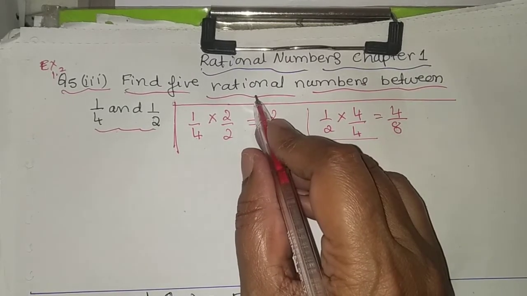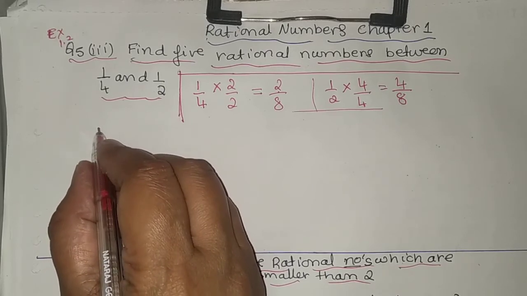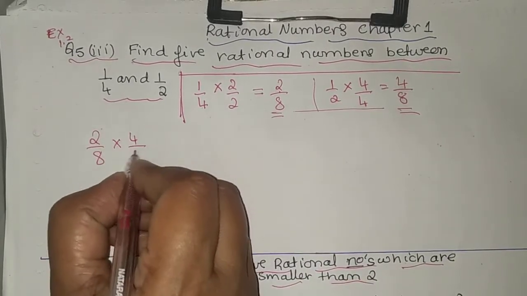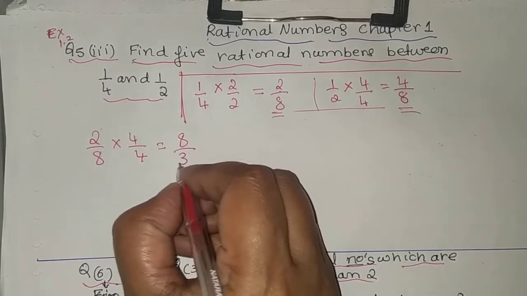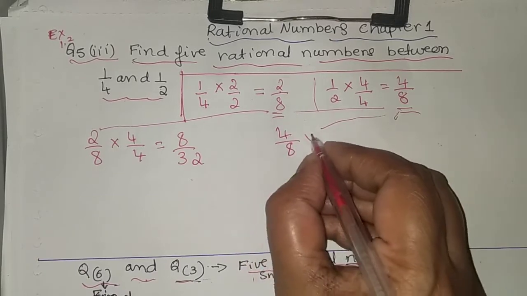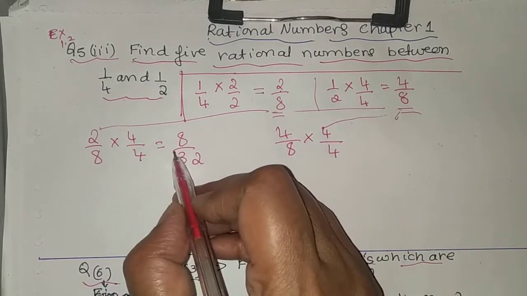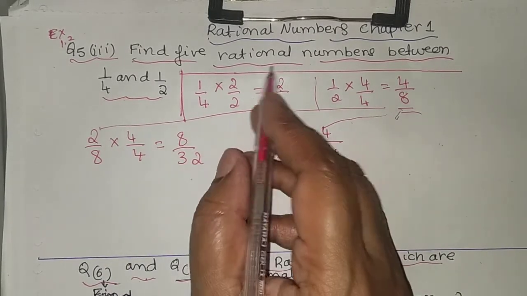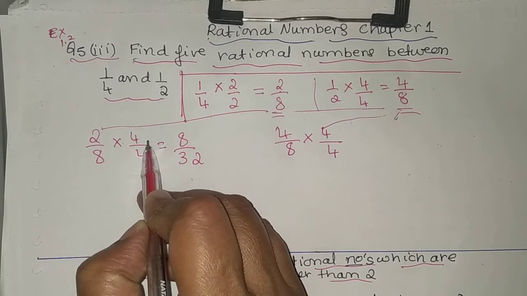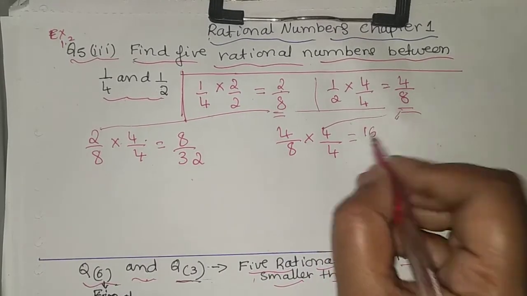In the question they have asked to find 5 rational numbers. So what to do? We have to multiply the numerator and the denominator by 4. We take 2 by 8 into 4 by 4. What we get is 8 by 32. Next take 4 by 8 into 4 by 4. If we multiply by 2 by 2, we won't get the 5 numbers. Since they asked for 5 numbers, if we multiply by 5 we get more numbers, so it is better to multiply by 4. So 4 into 4, here we get 16 by 32.